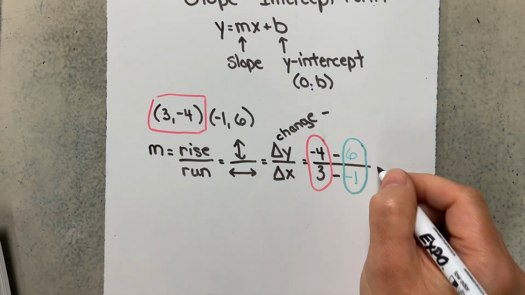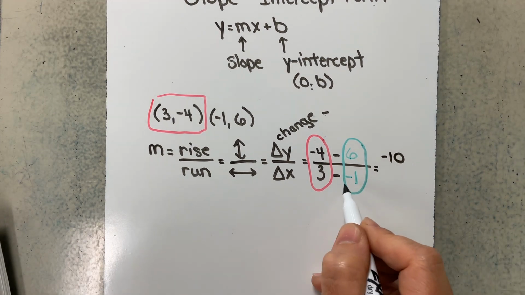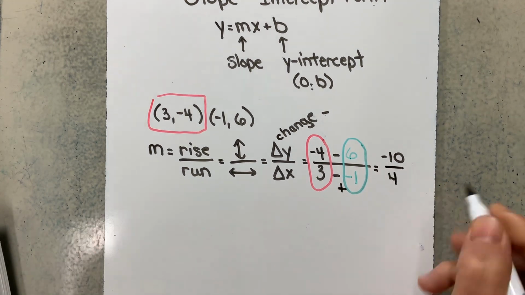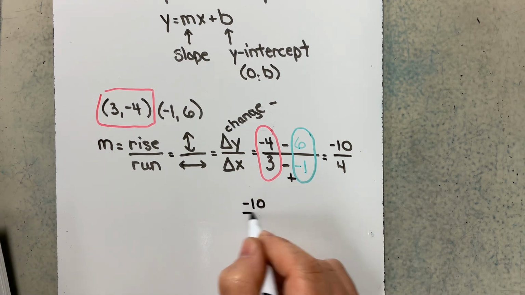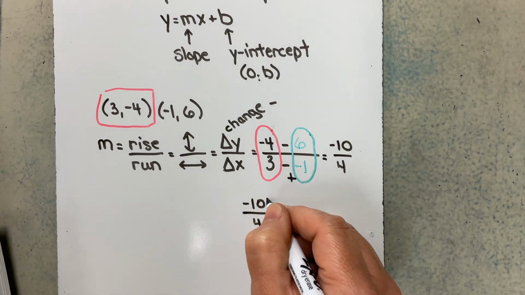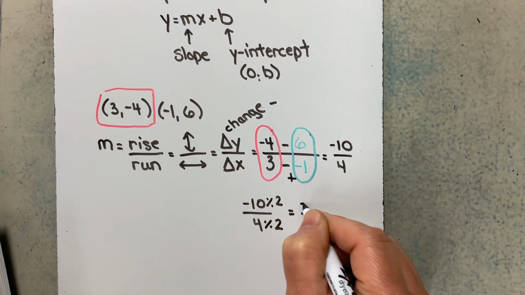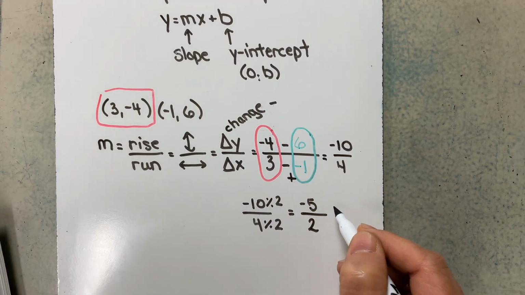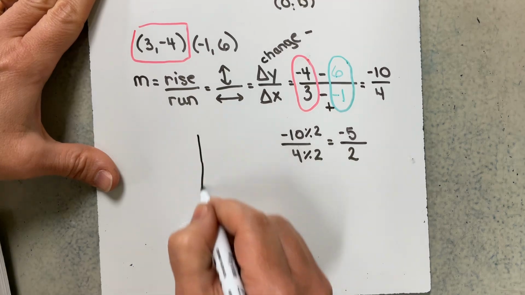So 4 minus 6 is -10. Negative is a positive, so 3 plus 1 is 4, but this is a fraction and this can be reduced. Okay, so these numbers are both even, so I can reduce by 2. That gives me negative 5 over 2. So I'm going to have a rise of negative 5 and a run of 2. Okay, so let's sketch this.